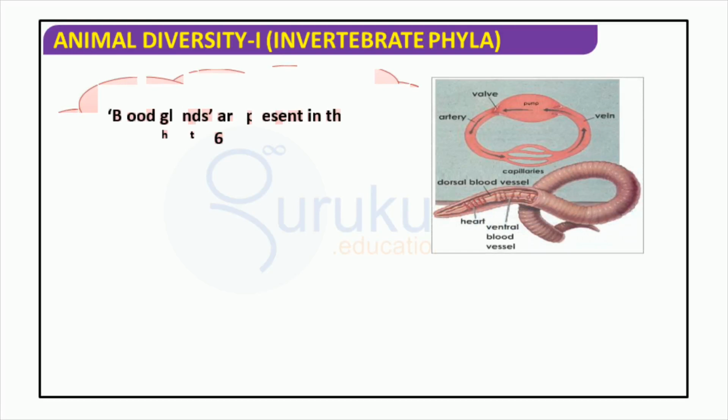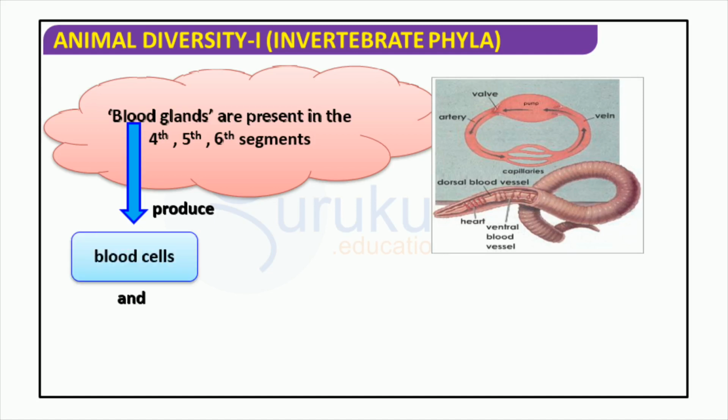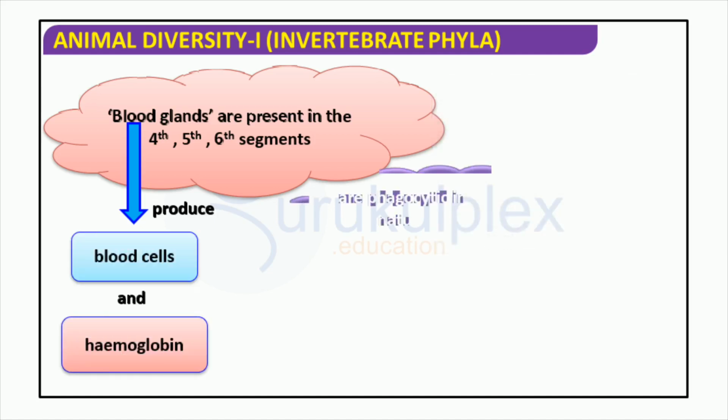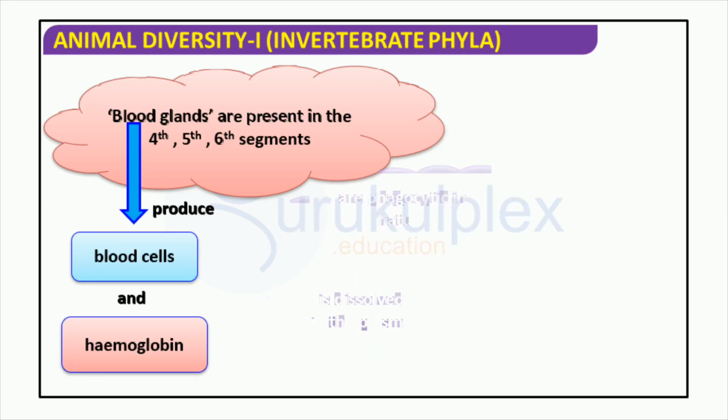Examining animal diversity, we see that blood glands are located in the 4th, 5th, and 6th segments of the earthworm. The blood cells have a phagocytic nature and hemoglobin is produced and dissolved in the plasma. Additionally, a dorsal artery and a ventral vessel transport the blood within the body. Gaining knowledge on the distinct processes of invertebrates can help us discover more information on evolution.